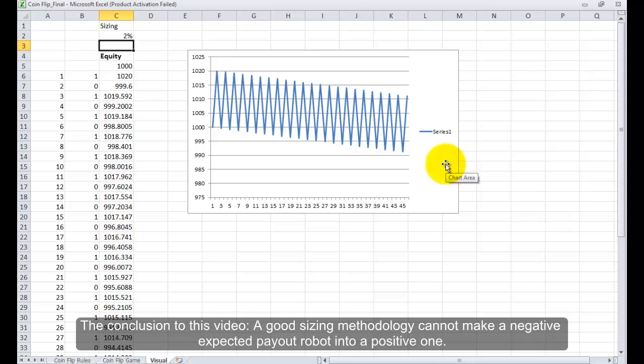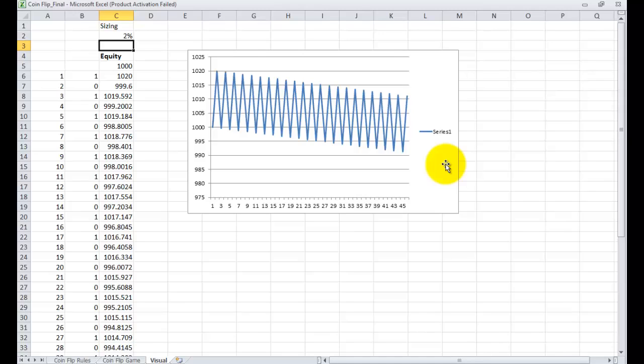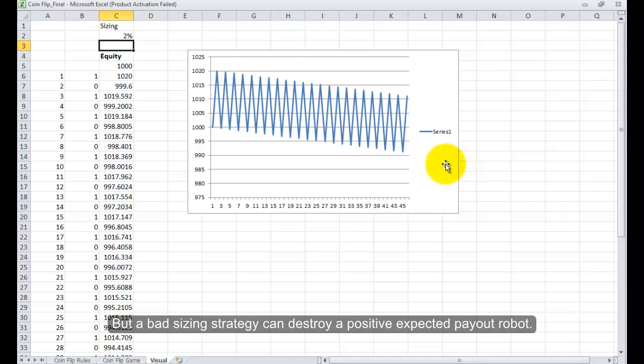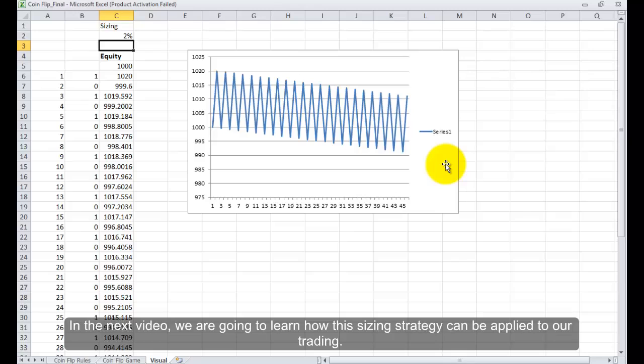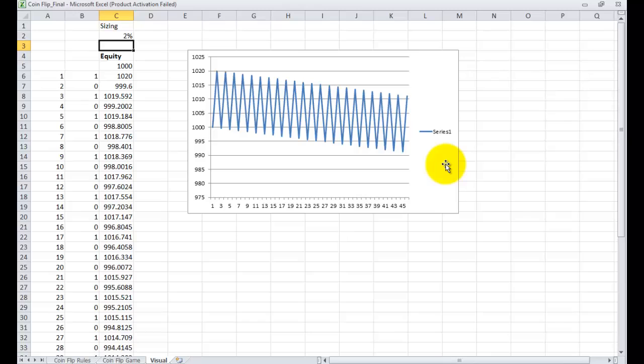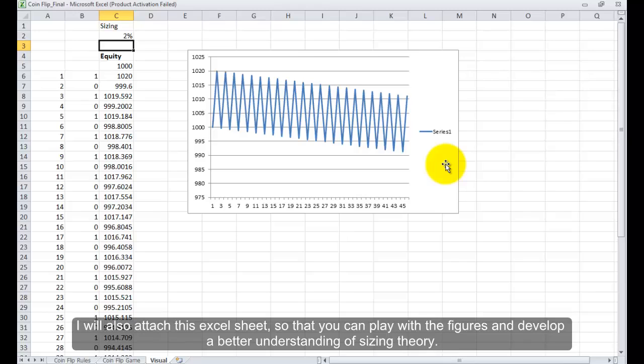The conclusion to this video: a good sizing methodology cannot make a negative expected payout strategy into a positive one, but a bad sizing strategy can destroy a positive expected payout strategy. In the next video, we're going to learn more about how this sizing theory can be applied to our trading. I will also attach this Excel sheet so you can play with the figures and develop better understanding of sizing theory.